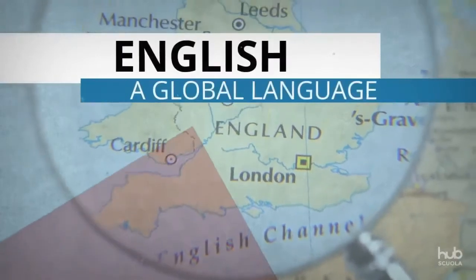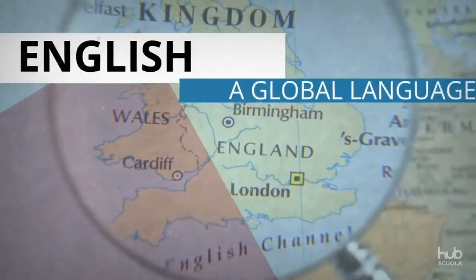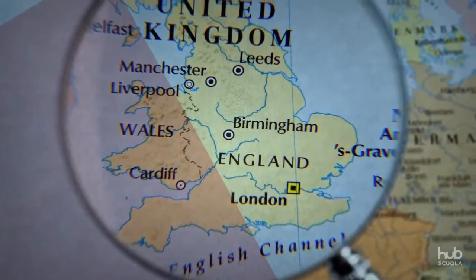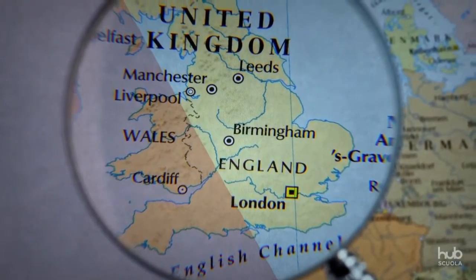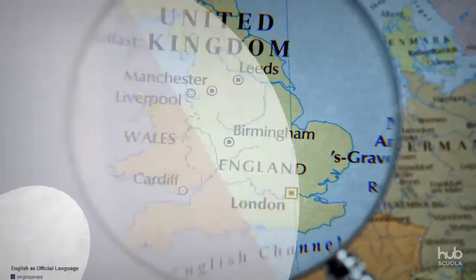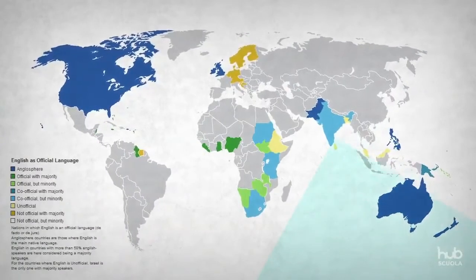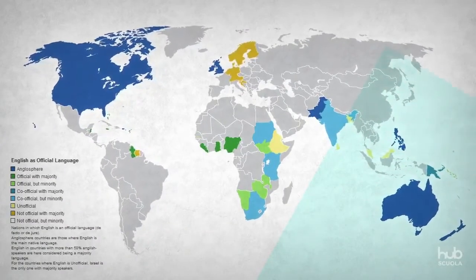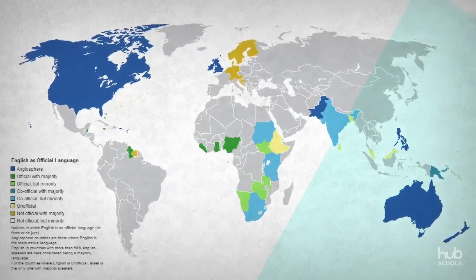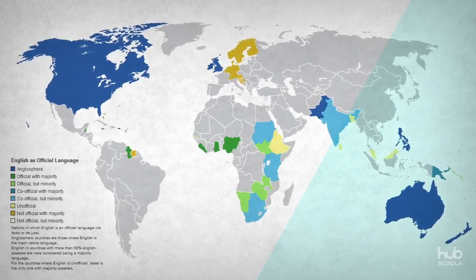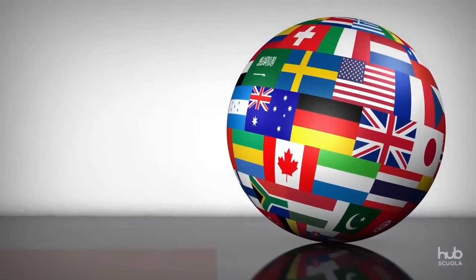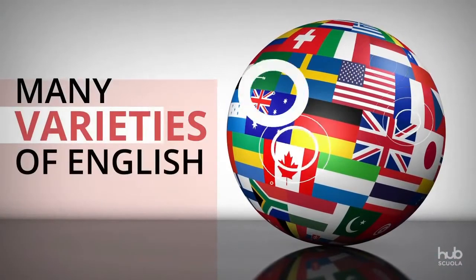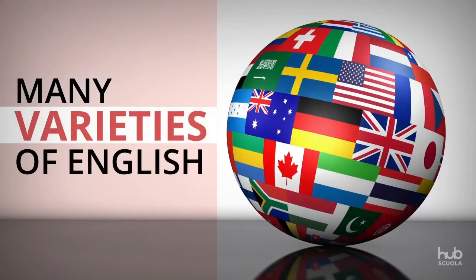English, a global language. Over the centuries, English has grown from the language of a relatively small area, England, to a global idiom. According to some estimates, almost 1 billion people use English as a first or second language. This process has given birth to many varieties of English. Quite a feat. But how did that all happen?